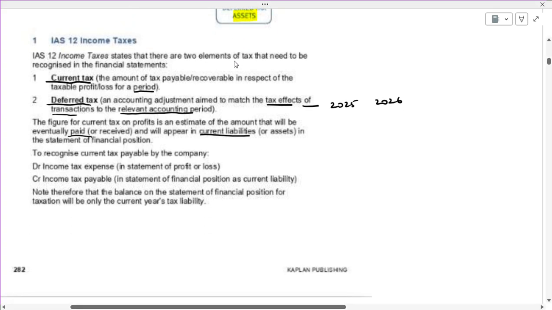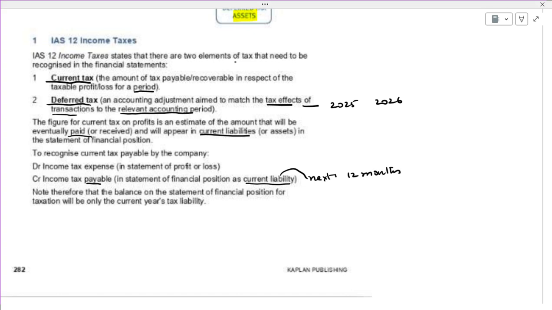What is the general entry we have to write? Tax is an expense: debit tax expenses, credit tax payable, because it is a liability. Most important, it is a liability which is going to be paid in the next 12 months after the reporting date. This is very important.